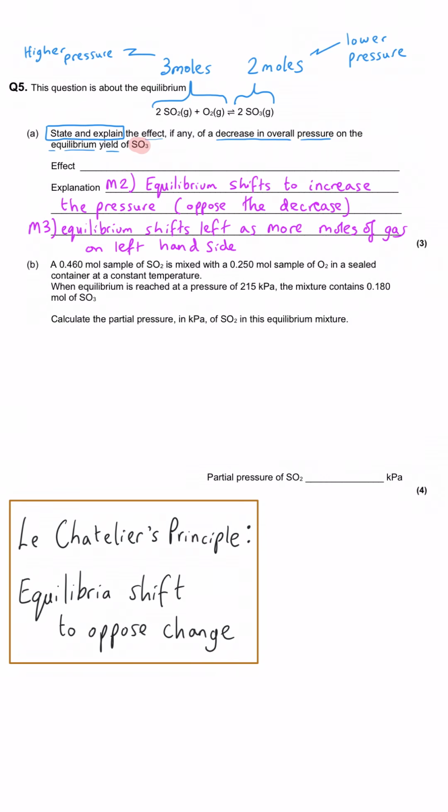And then now we can go back to our conclusion, which is the effect, which is that since it is shifting left, that means it will be using up the SO3 to create those things that are shown as reactants, and so the yield will decrease.